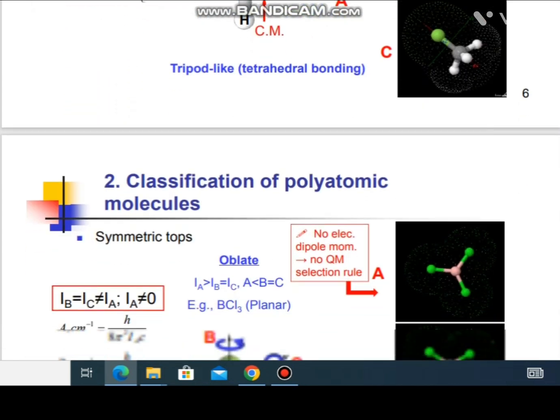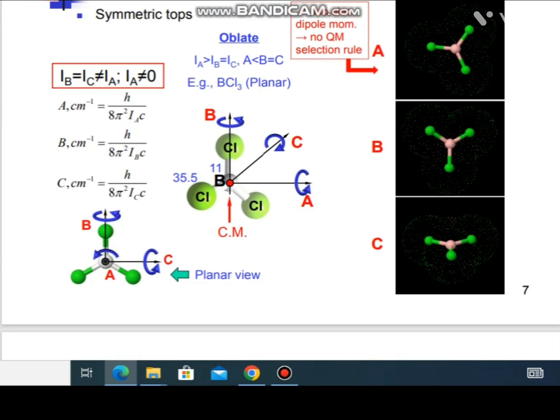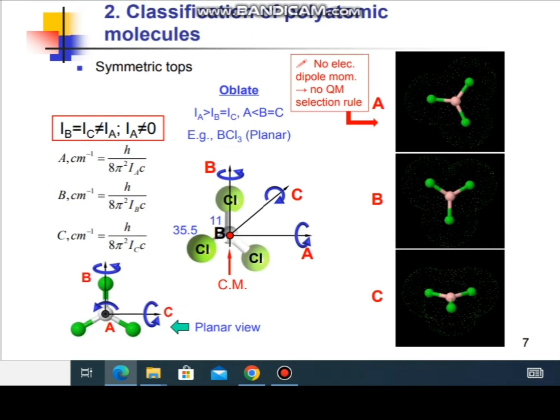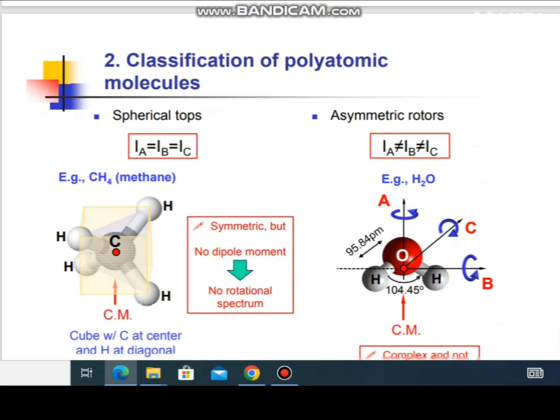In this case also IA is not equal to 0, but the molecule is planar in this case. In the case of methyl fluoride, the molecule is not planar. So for oblate, the molecule is planar. But if you look into the moment of inertia, the conditions are the same for both the cases.